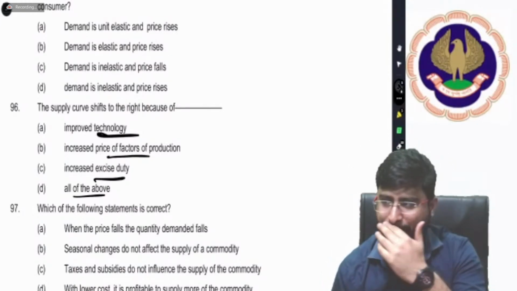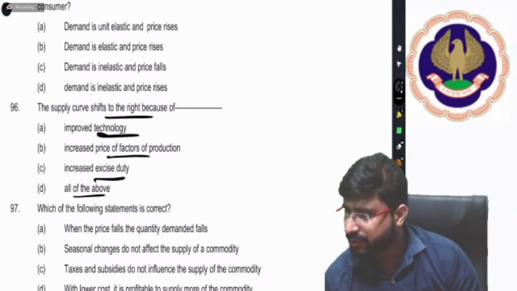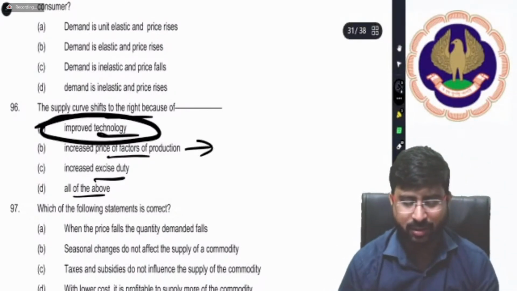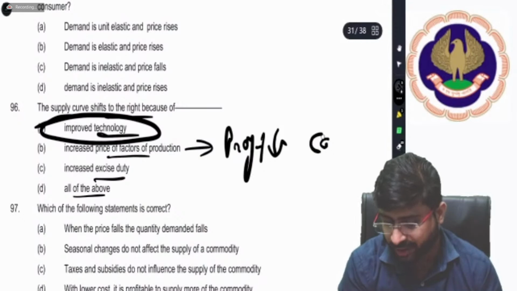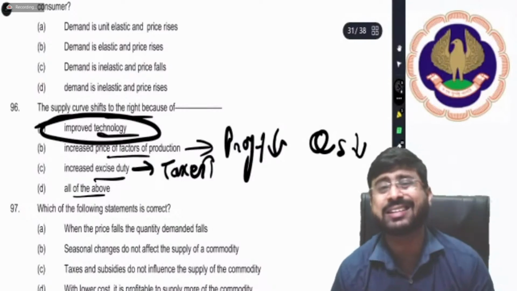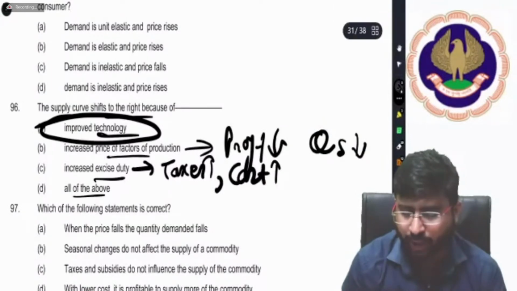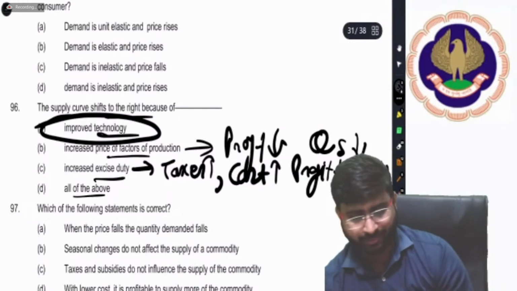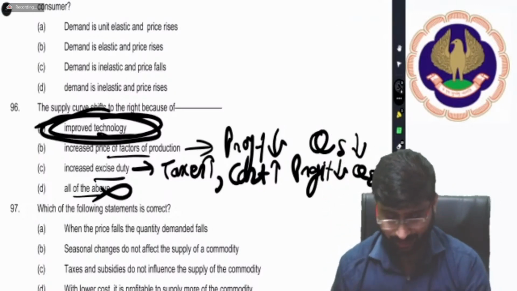Yes, you got it correct. The supply curve shifts to the right because of, yes, improved technology. Because rise in price of factors of production will reduce profit, so the quantity supplied will fall. Increased excise duty means more taxes. Excise duty is like a tax charged on manufacture of commodities. More taxes imply more cost. More cost implies lesser profit. Lesser profit implies lesser quantity supplied. Right? And therefore, all of the above can't be there. Improved technology is going to be our answer.